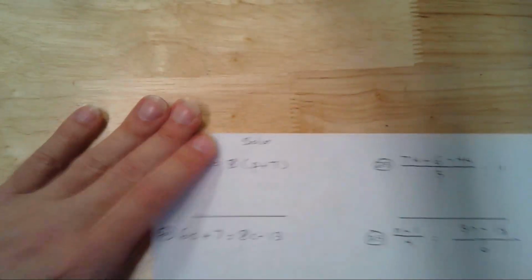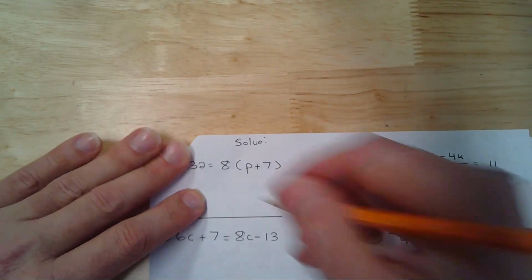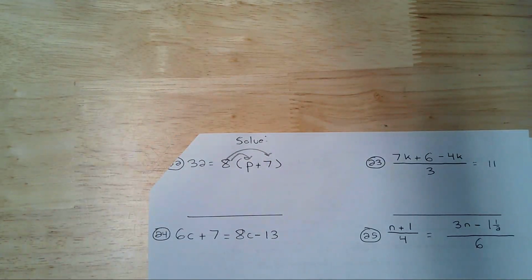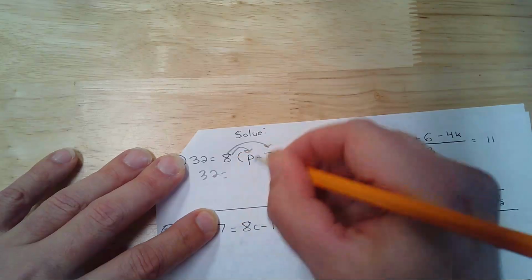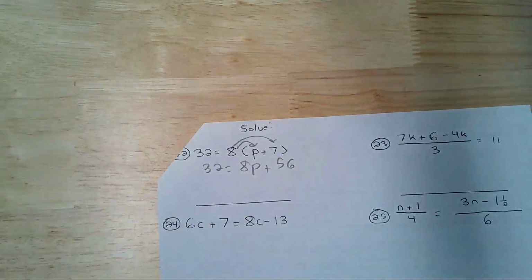Next page, 22. Distributing. So, like we've talked about many times, you always have to clear out brackets before you do the solve. Pre-game work. Never ever start trying to solve when there are brackets still in the equation. They have to go. Always. 8 times p is 8p. 8 times 7 is 56.